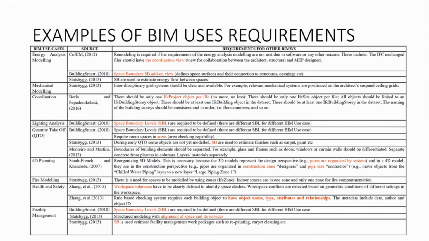So this is a table with 3 columns. One is BIM use cases on the left-hand side. We have specific BIM use cases selected, some sources of data, and some requirements for the BIM use. So for example, energy analysis modeling will require a coordination view, and it will require a space boundary in order for you to do the energy analysis. So this is the requirement for energy analysis.